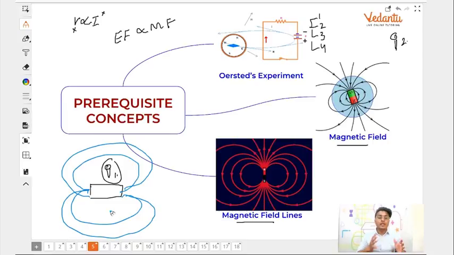but I will not be taking that here because I've already taken that in my previous webinar, previous master session. So if you have not known about it, you can go and check out that video, but right now focus, because for this particular session the magnetic field lines properties are not required. So these are the prerequisite concepts which you need to know to understand electric generator: Oersted experiment, what magnetic field is, and magnetic field lines.